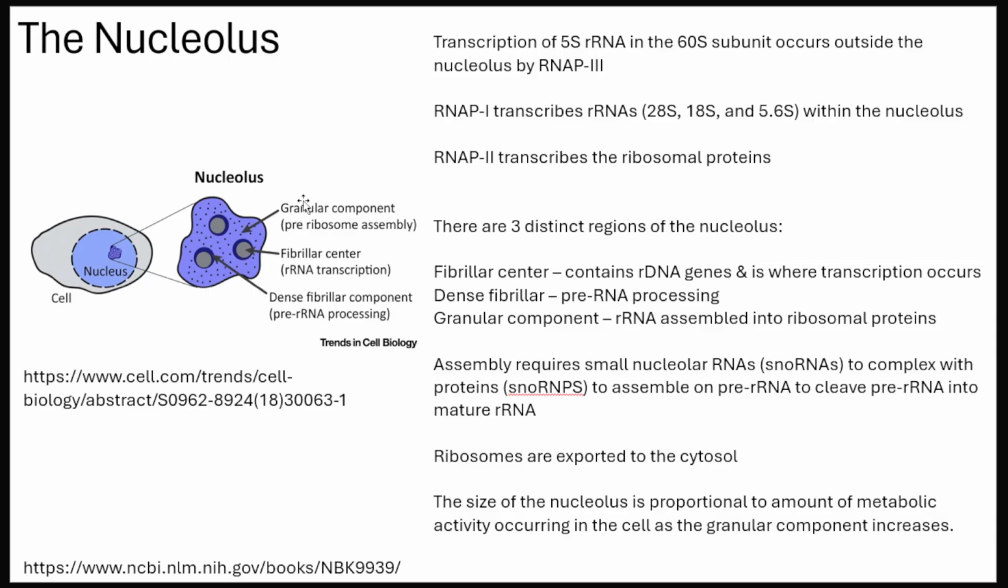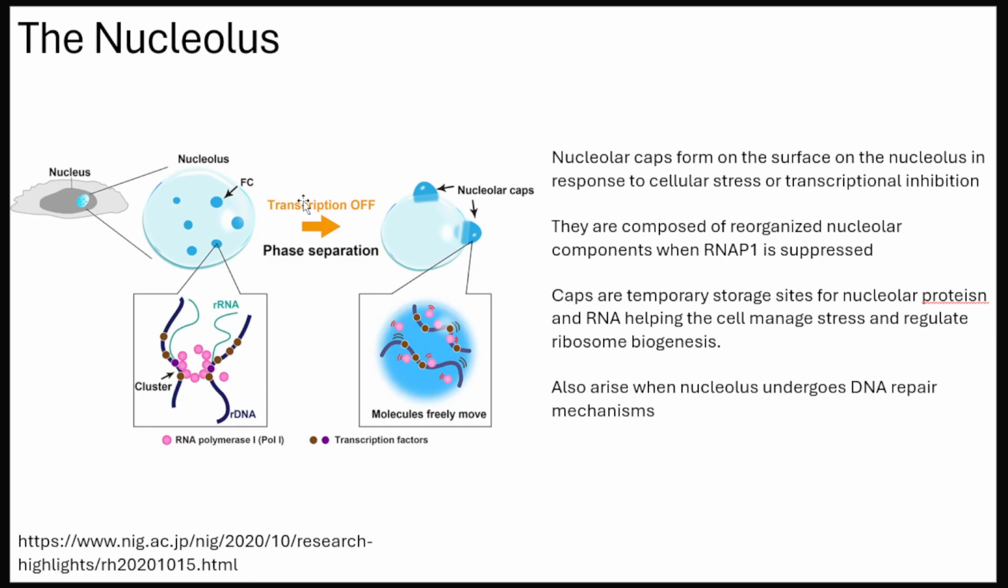And what you can actually see under the microscope is that the size of the nucleolus is proportional to the amount of metabolic activity occurring in the cell, and the granular component will increase or decrease depending on that. Also, for the nucleolus, there are caps that can form on the nucleolus in response to cell stress or transcriptional inhibition, and this is a survival mechanism.